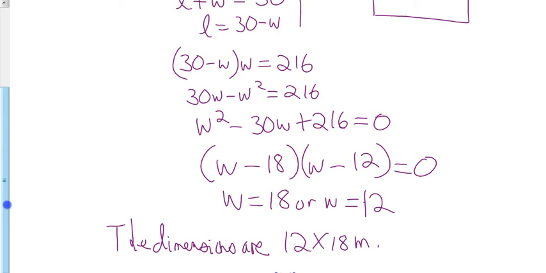It's either the length is 18 and the width is 12, which generally we tend to think of length being longer, because it's long. But the length could be shorter, so in this case, either the width is 12 and the length is 18, or the width is 18 and the length is 12, but either way, the dimensions of the rectangle are 12 by 18. So these two solutions are really only one solution.